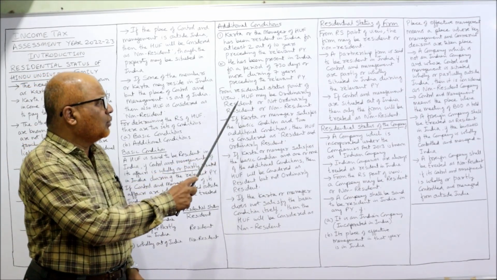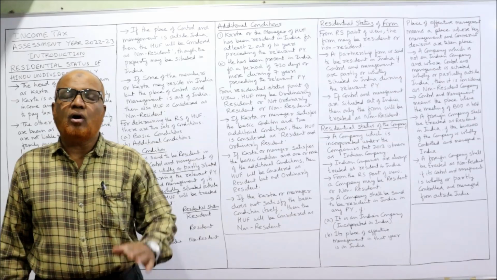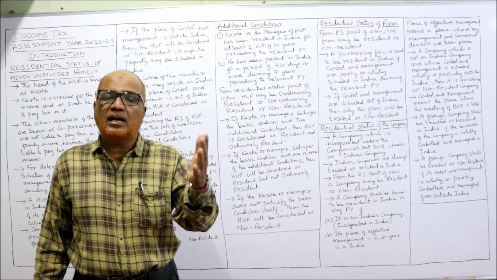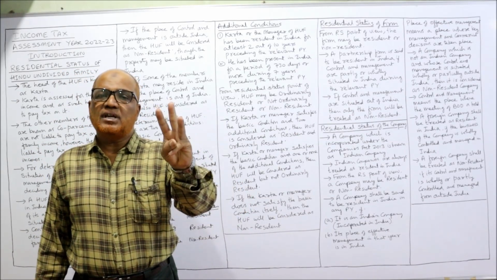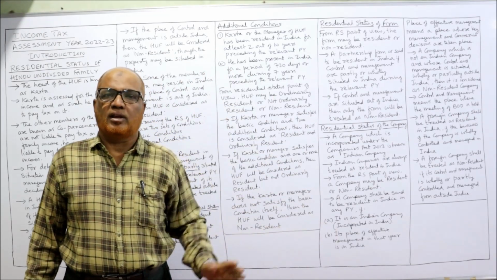From residential point of view, the HUF may be ordinary resident, not ordinary resident, or non-resident, just like individual. We have 3 statuses: ordinary resident, not ordinary resident, or non-resident.